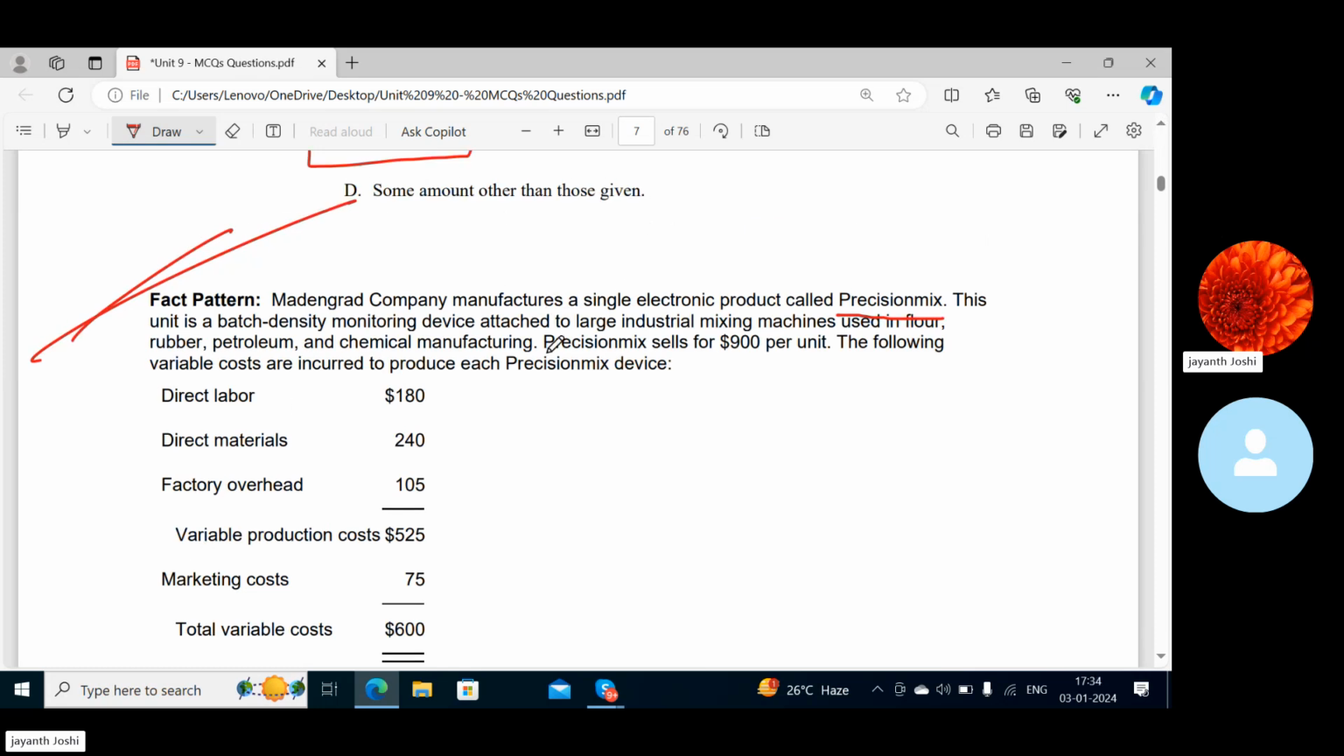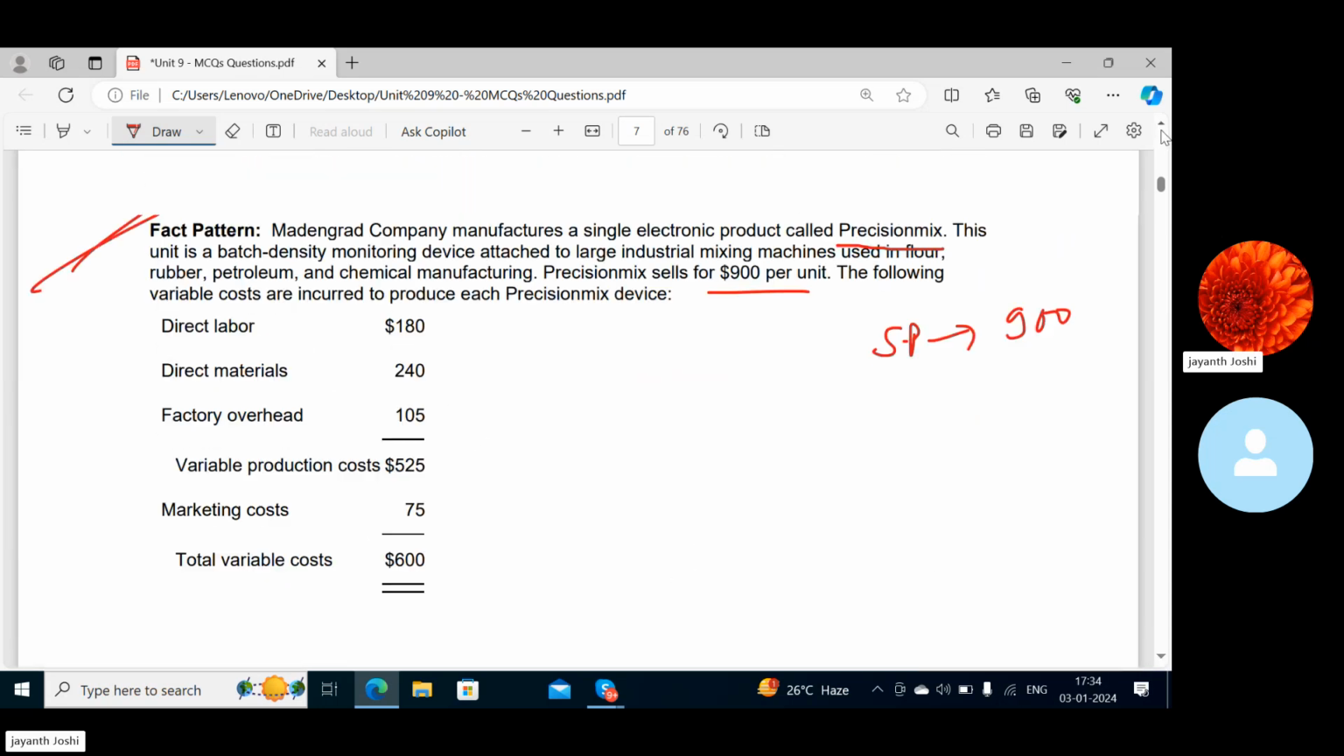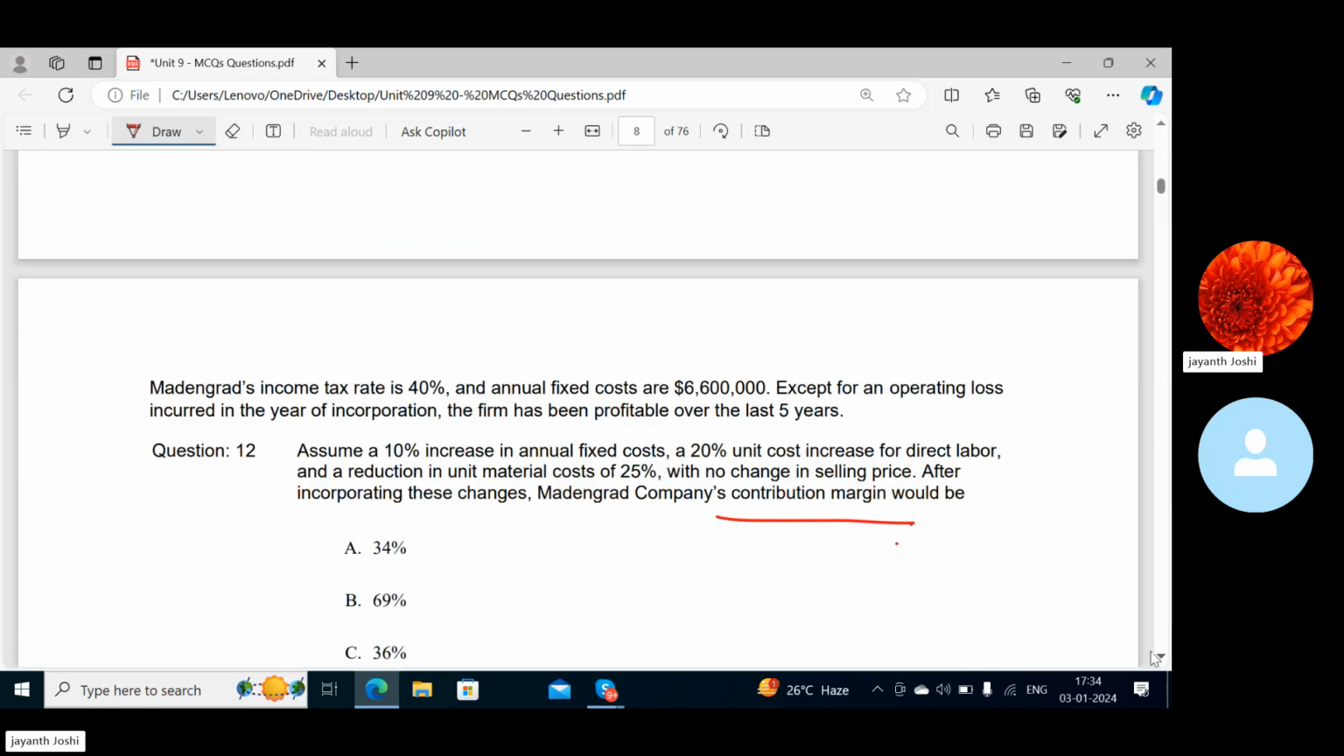Madengrad company manufactures a single electronic product called Precision Mix. This unit is a batch density monitoring device attached to large industrial mixing machines used in flour, rubber, petroleum, and chemical manufacturing. They have given the selling price of Precision Mix, that is 900. Variable cost they have given 600, this is the total variable cost. I think we discussed which costing that day, right? Income tax rate, fixed cost. Except for an operating loss incurred in the year of incorporation, the firm has been profitable for the last 5 years.